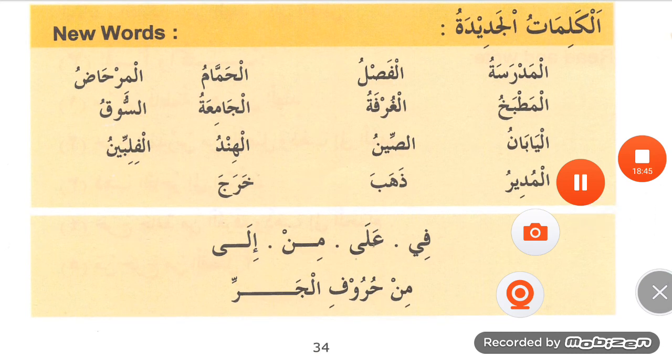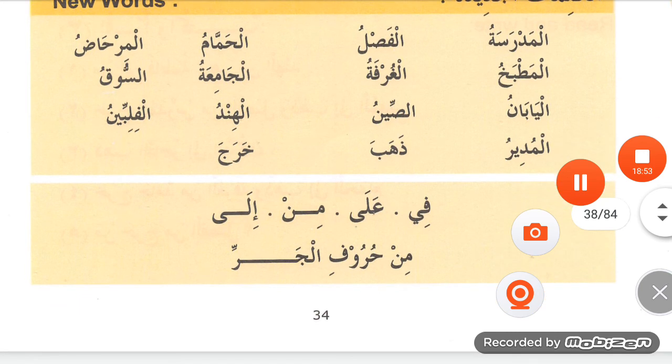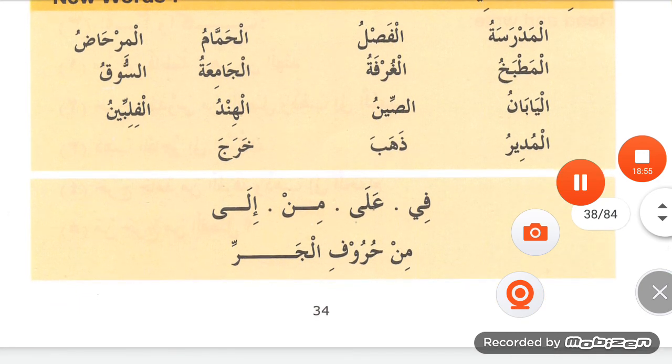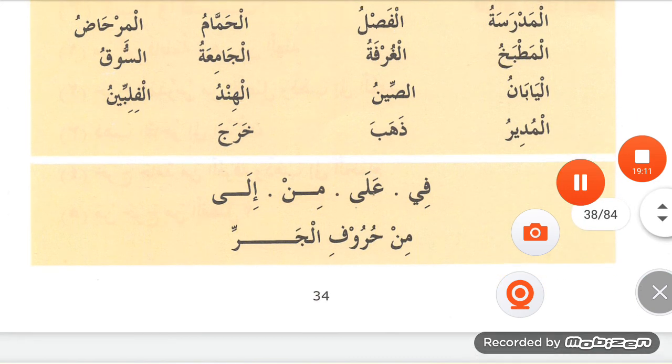Okay, you can have a look at these words, new words. Al-kalimatul jadidatu, new words. Al-kalimat means words. Al-madrasatu, madrasa, school. Al-faslu, the classroom. Al-hammamu, hammam is the bathroom. Al-mirhadu, the toilet. Al-matbakh, matbakh is kitchen. Al-ghurfatu, the room.